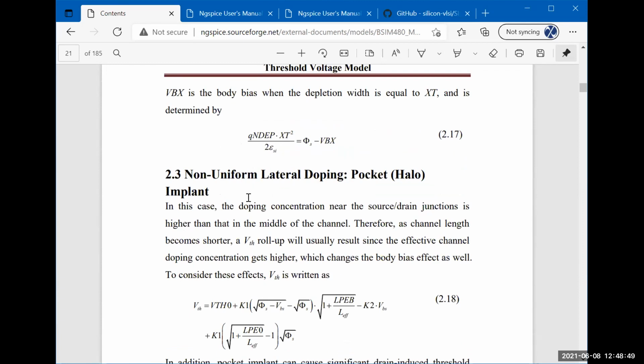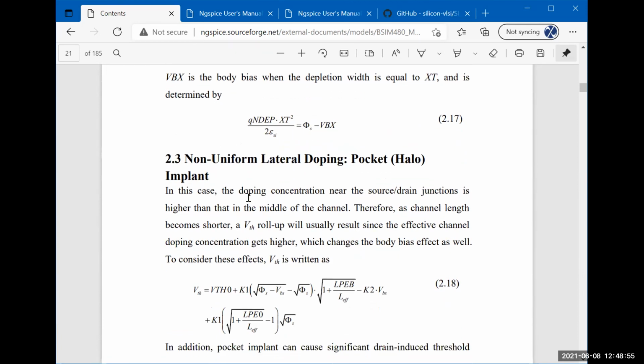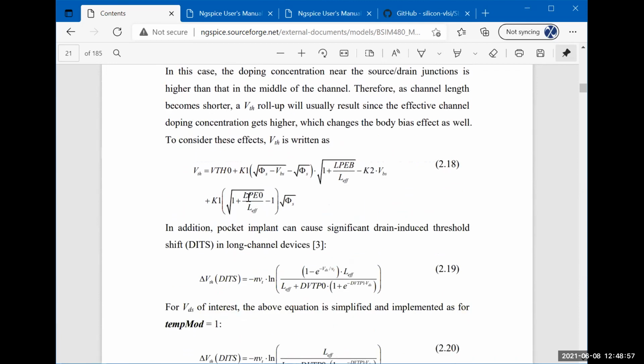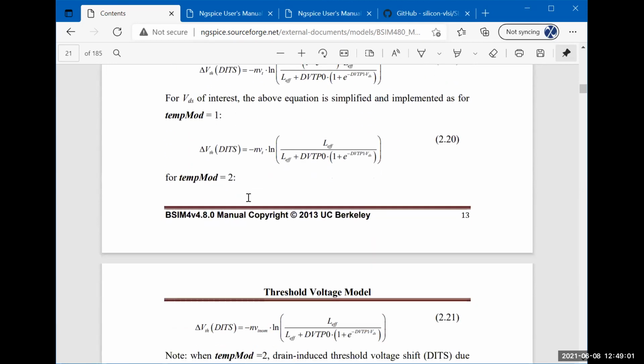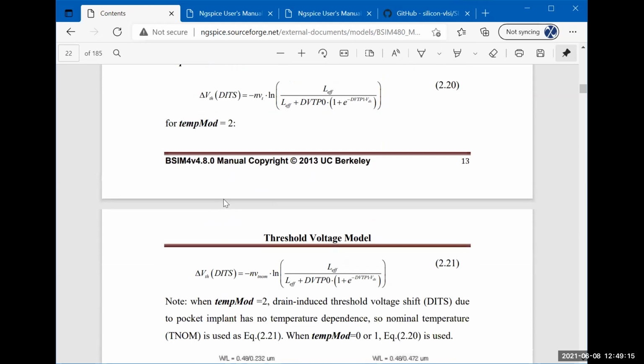As channels get shorter, it's very difficult to keep the doping constant, so they do this halo doping. So the halo doping effect is taken into account. And you can see there are different models for different widths and lengths. So they bin it heavily: what is the length, what is the width, and some voltages as well.